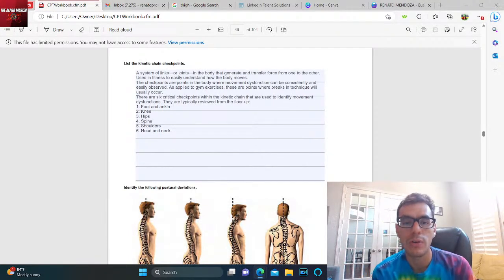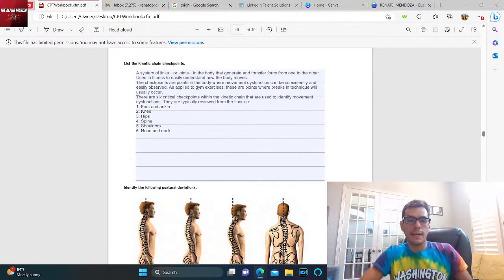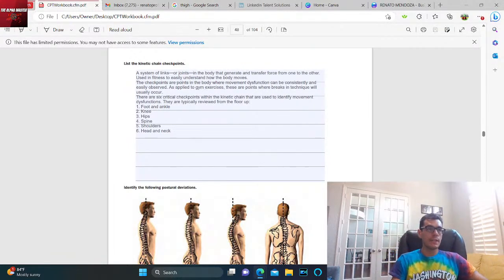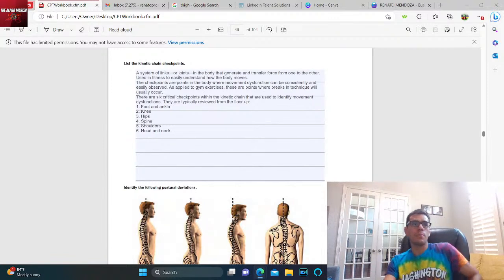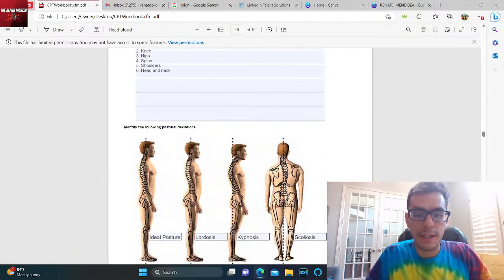They're typically reviewed from the floor up. So it starts with the foot and the ankle, then it goes over the knee, then the hips, the spine, the shoulder, and the head and neck.